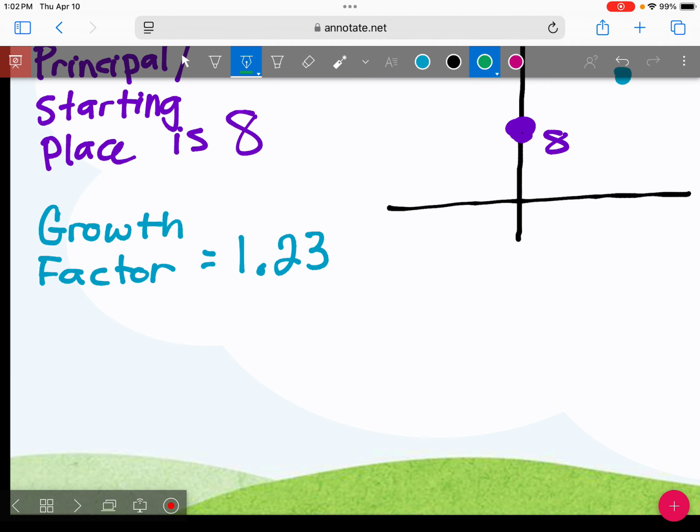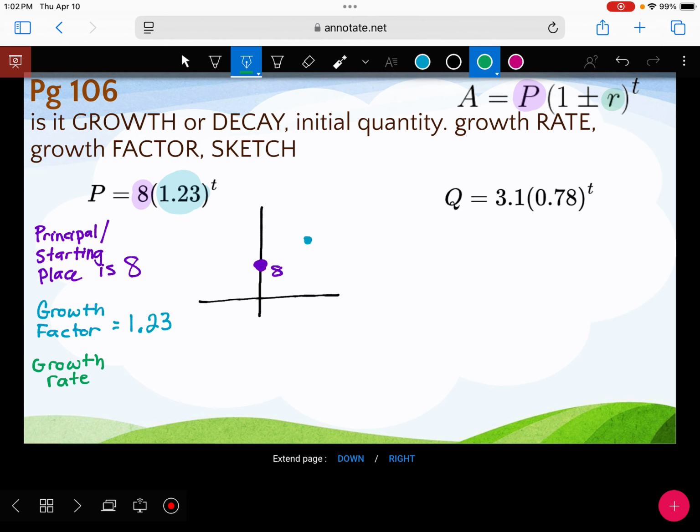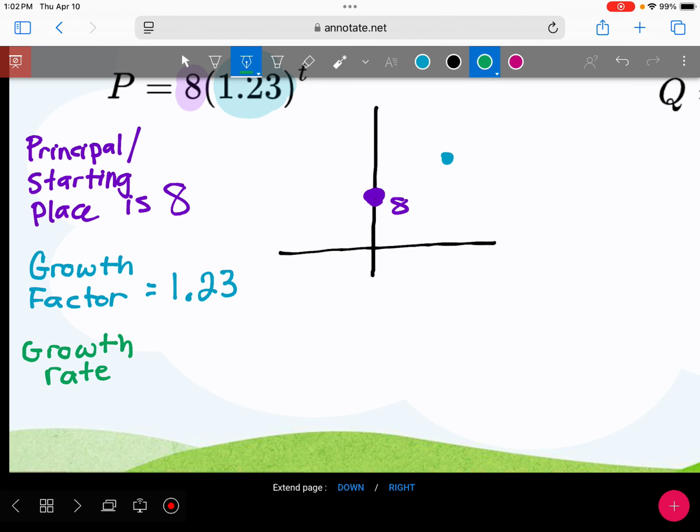The other piece we want to find is our growth rate. Our growth rate is very much related to the growth factor, but it's specifically what would need to be added to 1 to get that growth factor, 0.23. So our growth rate is 0.23, or what is that as a percent? Or 23%. Most often, we are going to write growth rate as a percent, but we write growth factor as a decimal. We will need to identify both of those pieces.